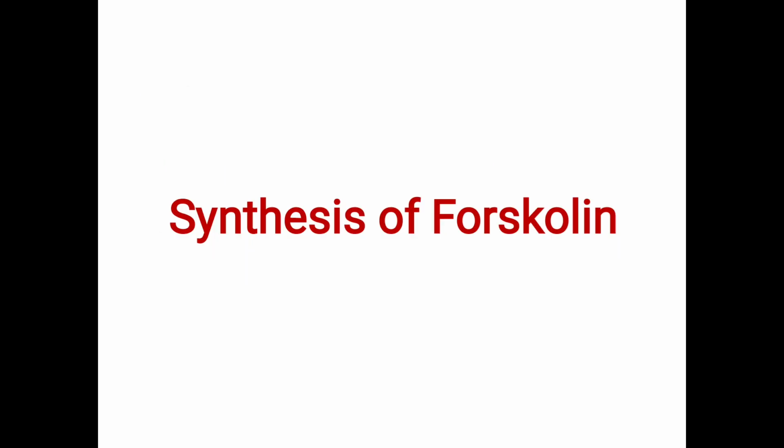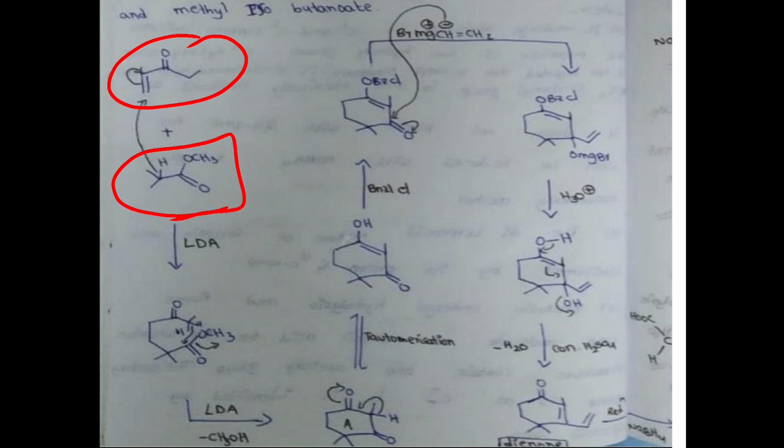The structure was confirmed by synthesis. The next topic is synthesis of forskolin. Forskolin is synthesized from methyl vinyl ketone and methyl isobutanoate. So the starting materials for forskolin are methyl vinyl ketone and methyl isobutanoate. By using these two compounds, we can start the synthesis of forskolin.